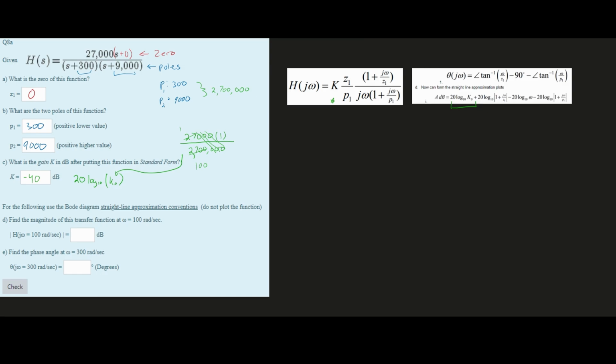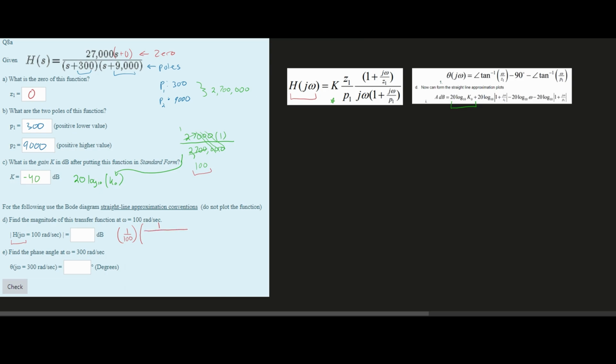To find this, we are going to look at the formulas provided, and we can see that this H(j omega) is similar to this H(j omega), so we can plug this in here. We know that the part out front is just going to be our K naught, and our K naught is 1 over 100. We found that right here. And then, well, we don't have a zero, so we're not going to be dealing with this stuff right here. If we did have a zero, we would have to deal with it, but this is just going to be 1.